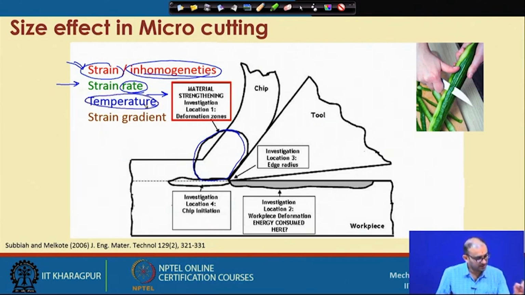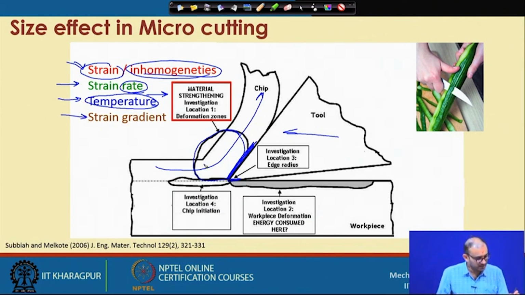The third one is the temperature, because it is a physical process, with physical contact between the tool and workpiece. Both have a relative motion. This is going in this direction and this one is going in this direction. This is the contact area where friction will occur. So, temperature is obviously going to increase in this location, and the effect of the temperature increase is also important. And the other is the strain gradient.